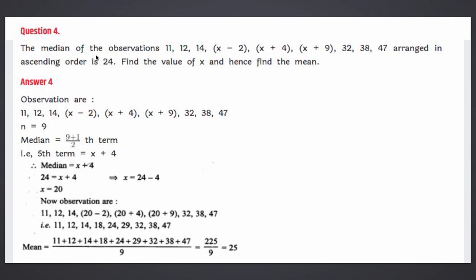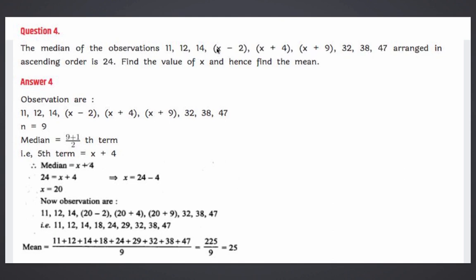But it is also given in the question that the median is 24. So equate the two. x plus 4 comes out 24. Shift this 4 to the other side. It becomes x equals 20. So what is this x? 20. Now can we find out all the missing observations?